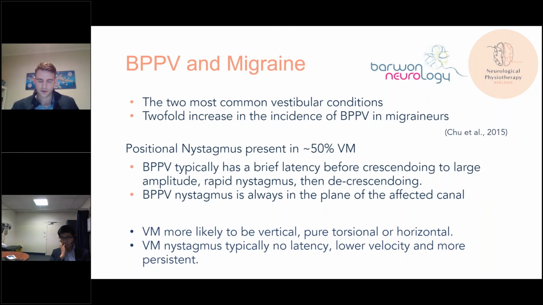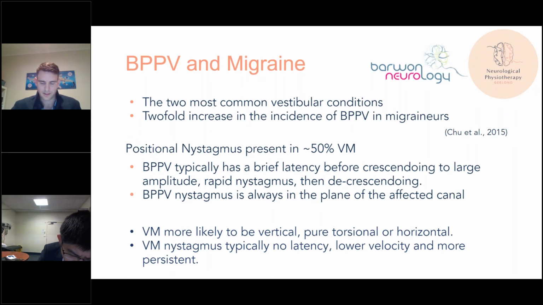BPV and migraine commonly coexist. They're the 2 most common vestibular conditions. BPV is the most common peripheral and migraine is the most common central. There's a 2-fold increase in the incidence of BPV in migraineurs in general. Positional nystagmus is also present in around 50% of vestibular migraineurs, or during 50% of vestibular migraines.